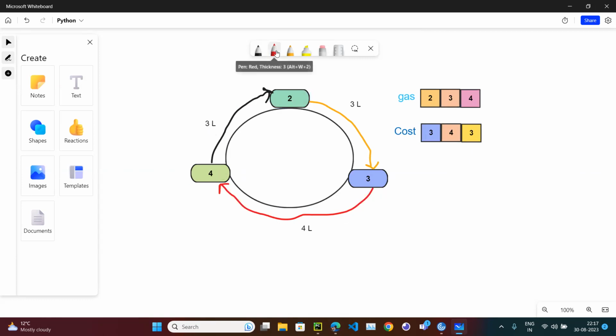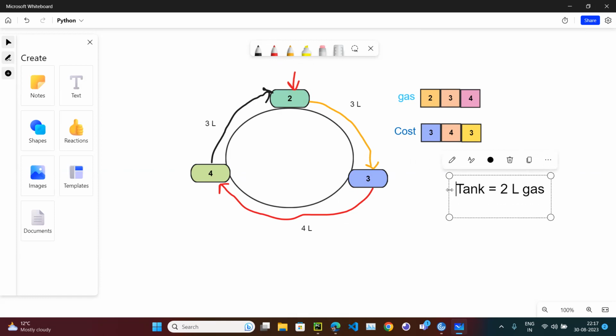Okay. Shall we start from 2? Because we need to find the starting point, shall we start from 2? If we start from 2, our gas is empty. So if we start from 2, where I have the red cursor, our tank will be 2 liters of gas. The car tank now has 2 liters of gas. Okay. Now I can start moving. So moving. Stopped, because it needs 3 liters to reach. So 2 is not my starting point.